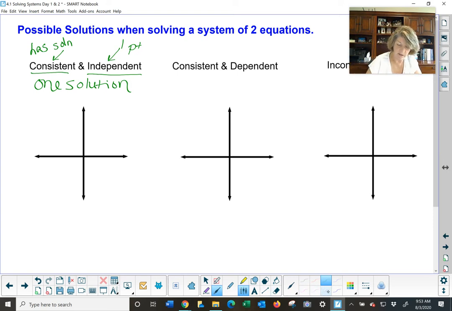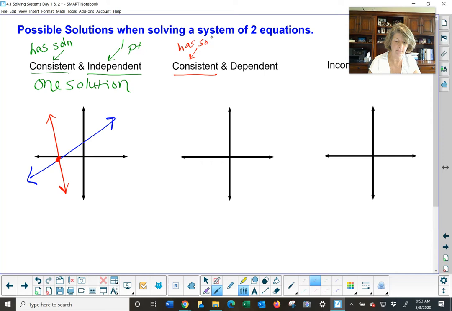So let's draw ourselves a picture. We have one equation, and we have the second equation, and they just happen to meet right there. And that is their consistent, independent systems of equations with one solution. A consistent dependent, well, we know what consistent means. It means it has a solution. Dependent, they share the same line.